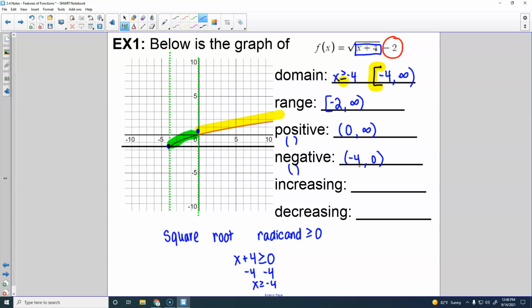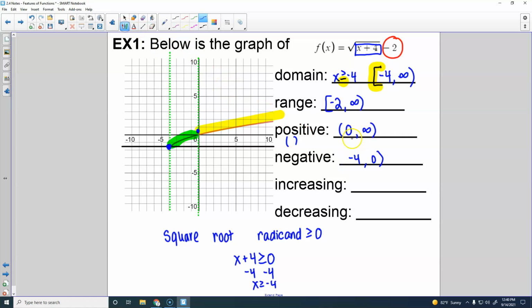Always parentheses. Oh, I've lied to you. It's not always parentheses. It's always parentheses where it hits the x-axis. But right here, what's our y value at this endpoint? -2. Is that negative? Yes. So we do need a bracket right here.